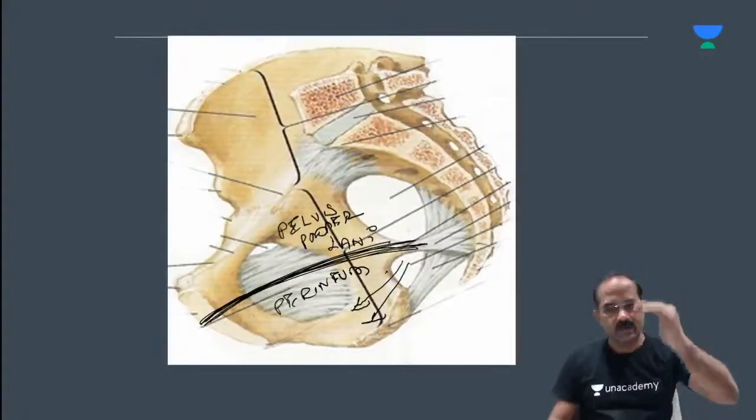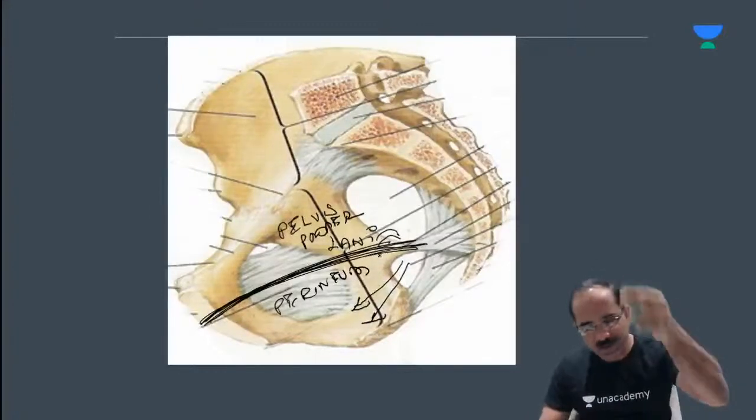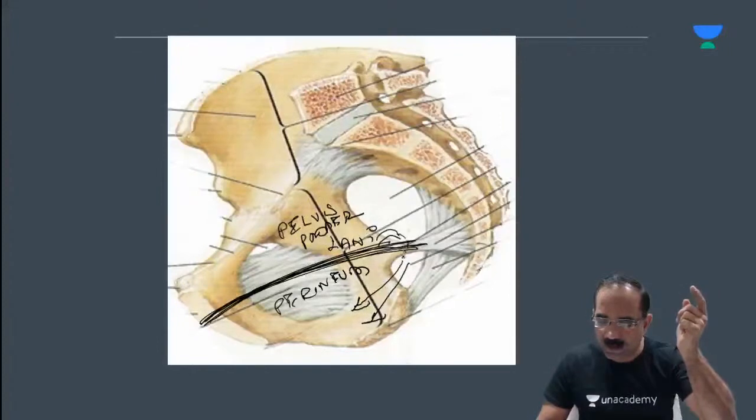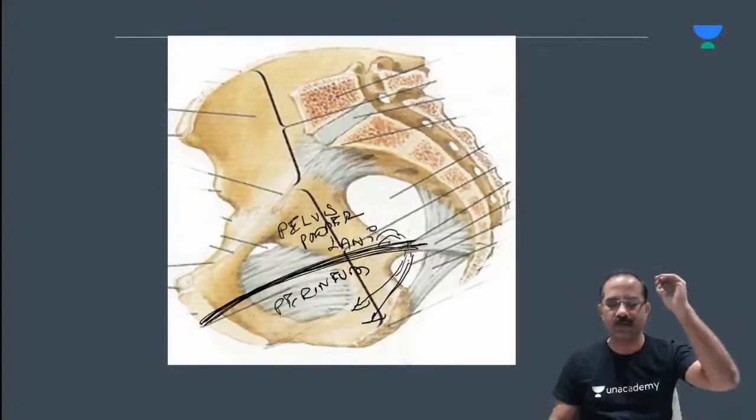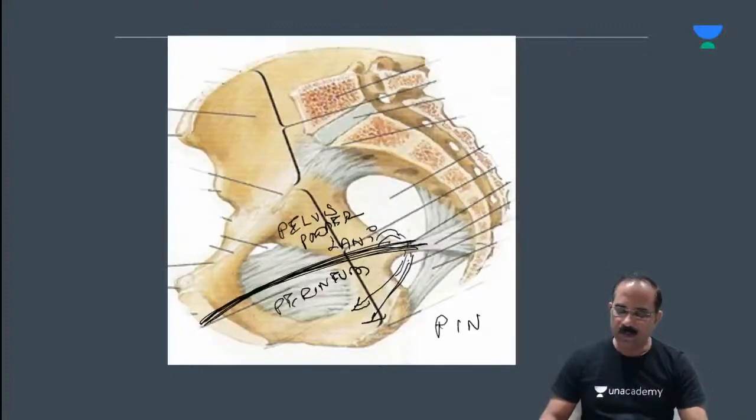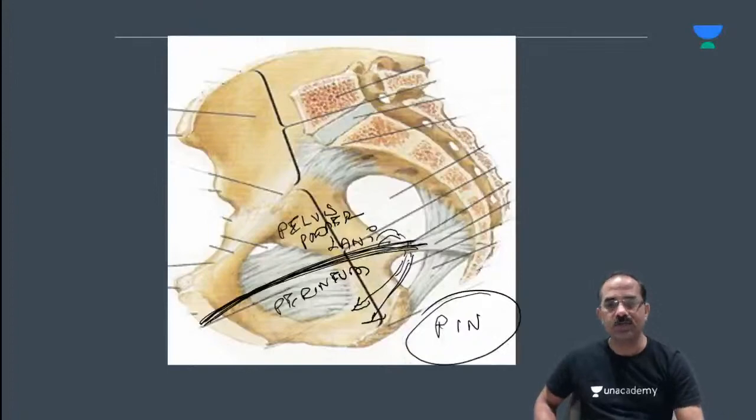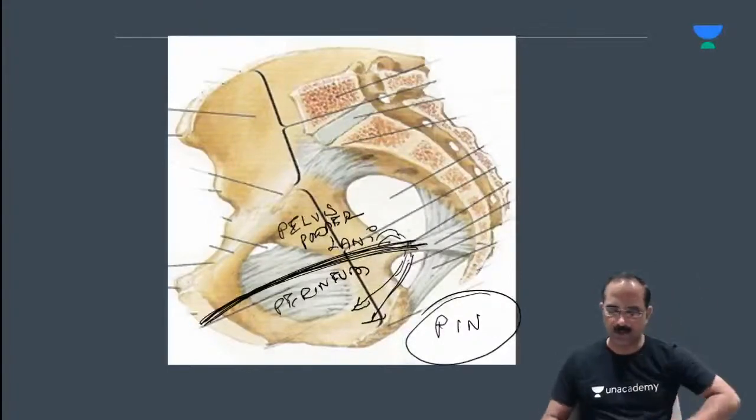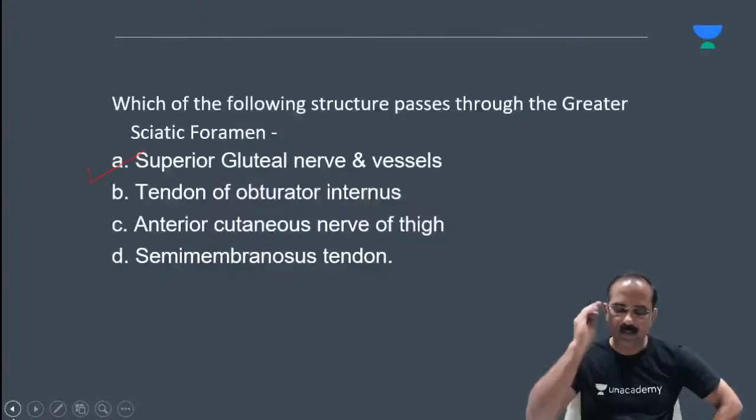So there are three structures which go out of the pelvis through the greater sciatic foramen. They turn around the ischial spine and they enter into the lesser sciatic foramen. These are the PIN structures: pudendal nerve, internal pudendal vessels, and the nerve to obturator internus. I hope this is clear to all of you. Okay, now see the other options in the MCQ.